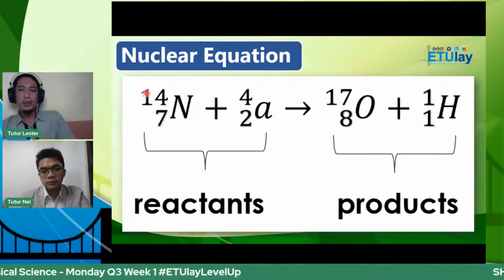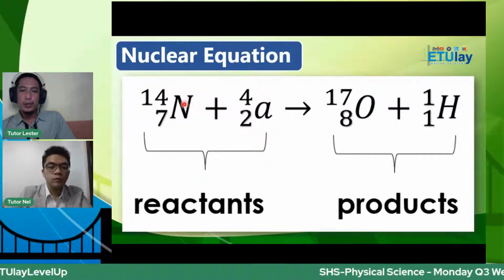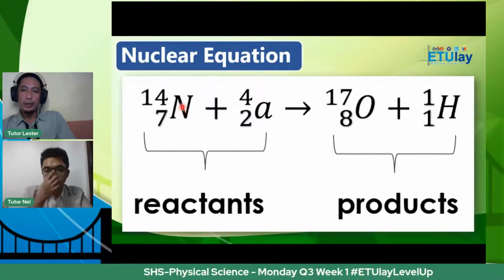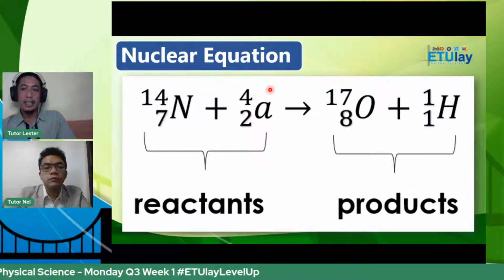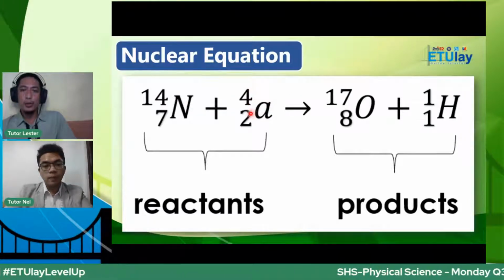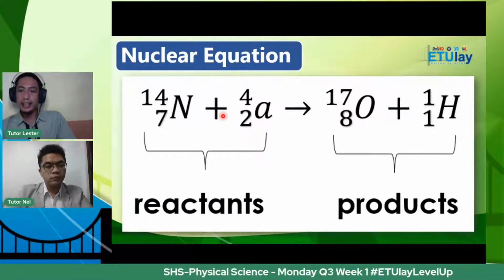Now we look into the atomic weight in the reaction. So tingnan po muna natin dito sa bandang reactants. So nitrogen has a mass of 14 and an alpha particle has a mass of 4. So 14 plus 4, that gives us 18.